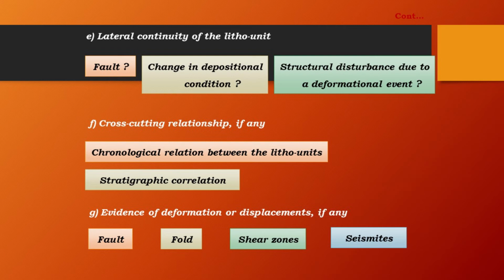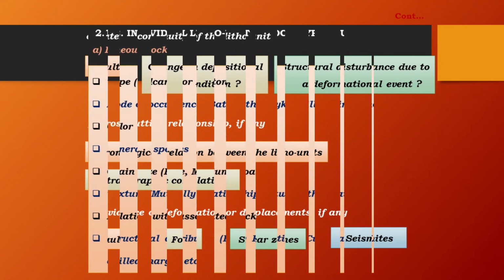We also check for cross-cutting relationships between the rocks. If any cross-cutting relationship exists, then we are able to define the chronological relationship between the litho-units and do stratigraphic correlation. We should also check for evidence of deformation or displacement, like identifying any shear zone, seismites or folding, if they exist.